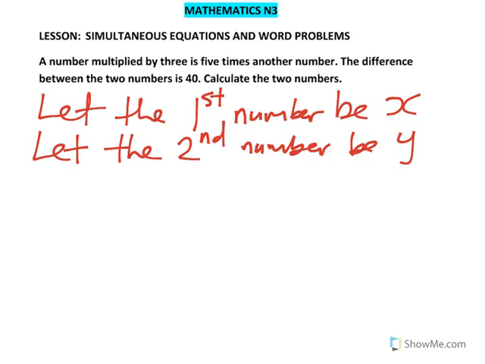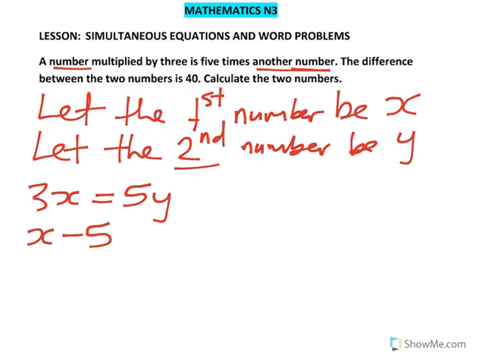Just as a point of correction, let the first number be x and let the second number be y, because there are two numbers involved, another number and a number. So the first equation says a number multiplied by 3, 3x, is equal to 5 times another number, is equal to 5y. The difference between the two numbers, x minus y, sorry, because the two numbers are x and y, the difference means minus. The difference between the two numbers is 40. Calculate the two numbers. So here you're going to come up with equation 1, here you're going to come up with equation 2, then you're going to solve for x and y.